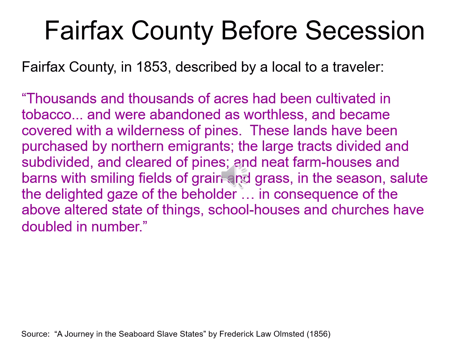These lands had been purchased by northern immigrants, the large tracts divided and subdivided and cleared of pines, and neat farmhouses and barns with smiling fields of grain and grass in the season salute the delighted gaze of the beholder. In consequence of the above altered state of things, schoolhouses and churches have doubled in number. This was in 1853, 8 years before the vote, but you can see that Fairfax was pretty well off at the time.